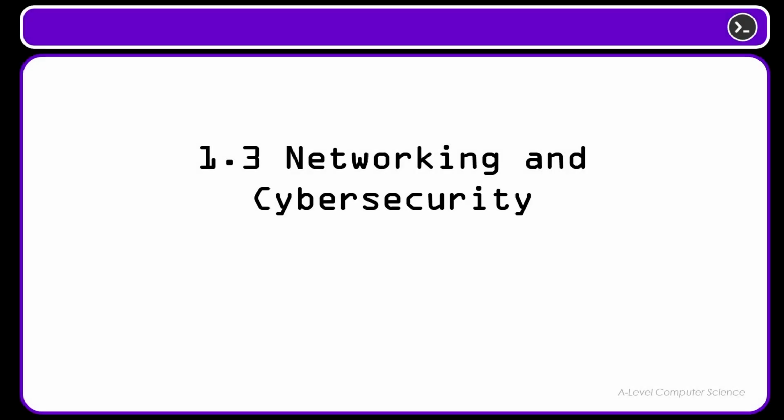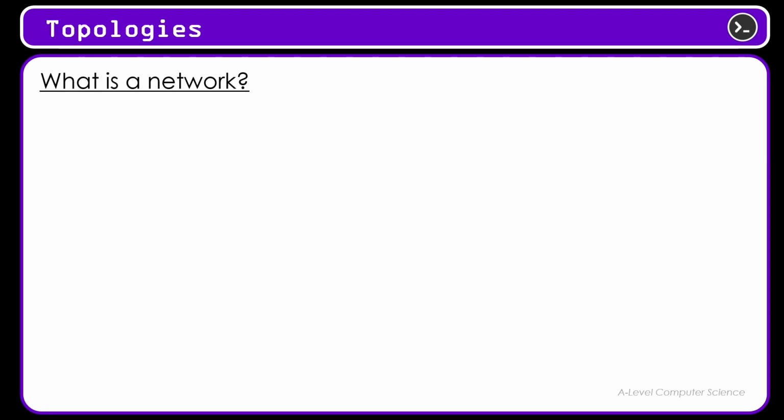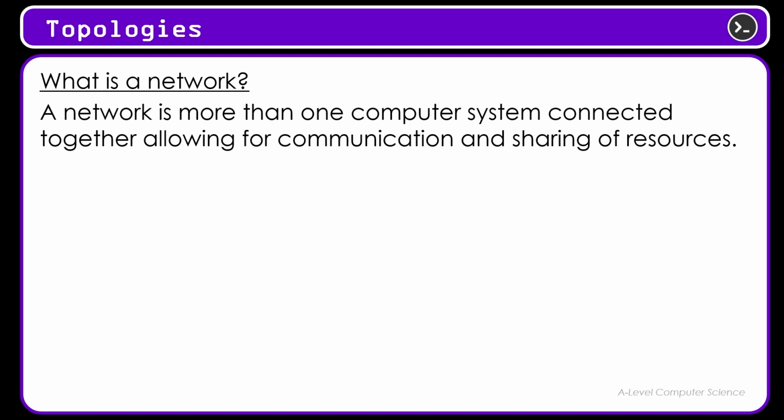In this video, we're going to cover 1.3 networking and cybersecurity. The first subtopic of network and security is topologies, and we need to know what a network is. A network is more than one computer system connected together, allowing for communication and sharing of resources.